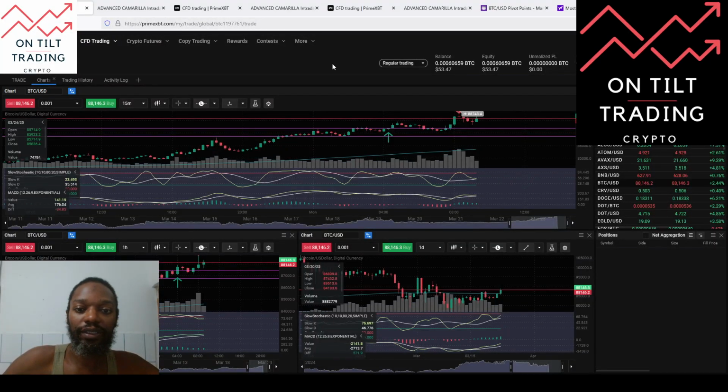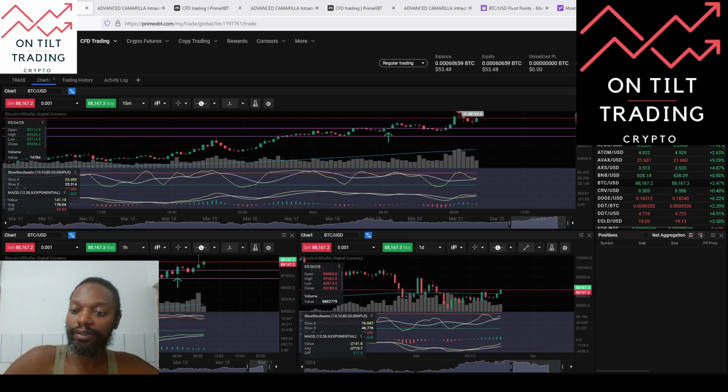Let's review my trade today on Bitcoin. First, let's put my charts into perspective. This is a candlestick area. These gray vertical bars are volume profile. This is a slow stochastic indicator. This is the MACD indicator.